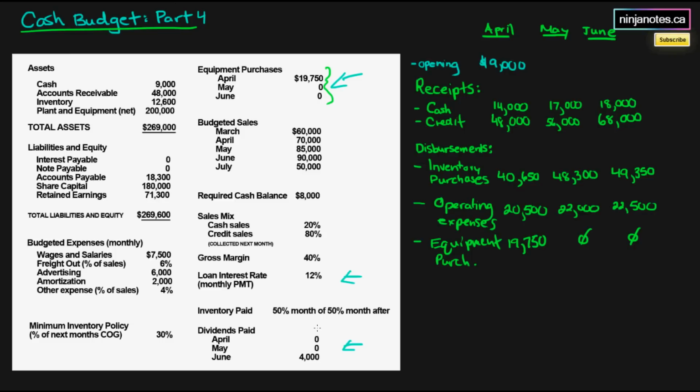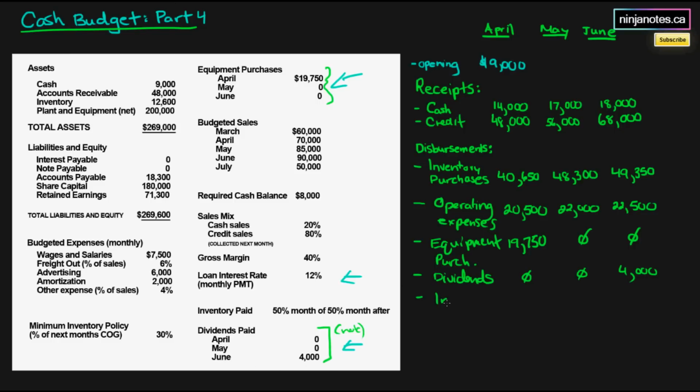Next up, we have our dividends, which are listed below. The dividends we're assuming are cash, because if they were stock dividends, they would put a little bracket here and a little note saying stock dividends. In that case, it would not show up on the cash budget because stock dividends are not a cash item. But we're assuming that they're cash dividends, so we're going to say zero for April, zero for May, and $4,000 for June, which is listed there.